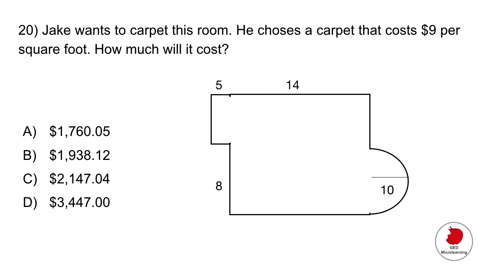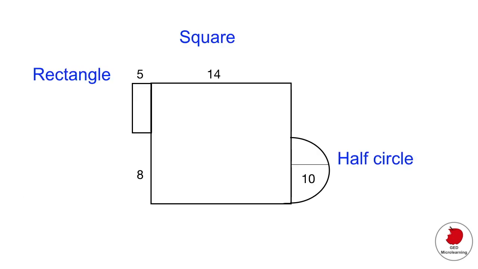All right, so whenever you see a combined figure like this, a lot of students get really stressed because they're like, I've never seen this figure before. But what you have to realize is that they're combined figures. Okay, so there's actually three figures here. On one side you have a rectangle, in the middle you have a square, and then on the right side you have a half circle. And what you have to do is find out the area of these three different shapes to find the combined area. Okay, so let's start with the square.